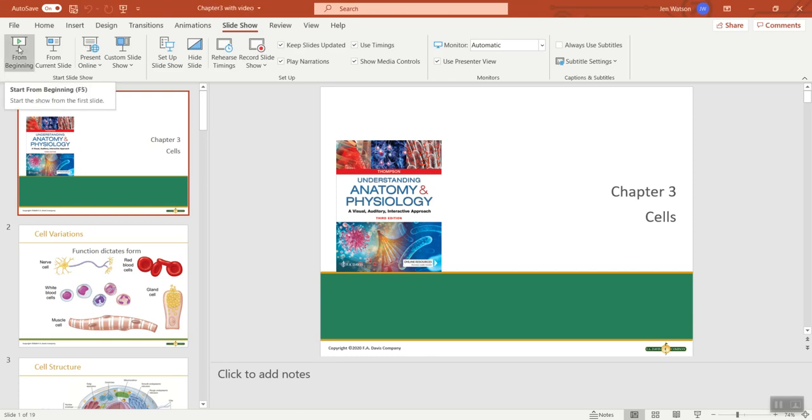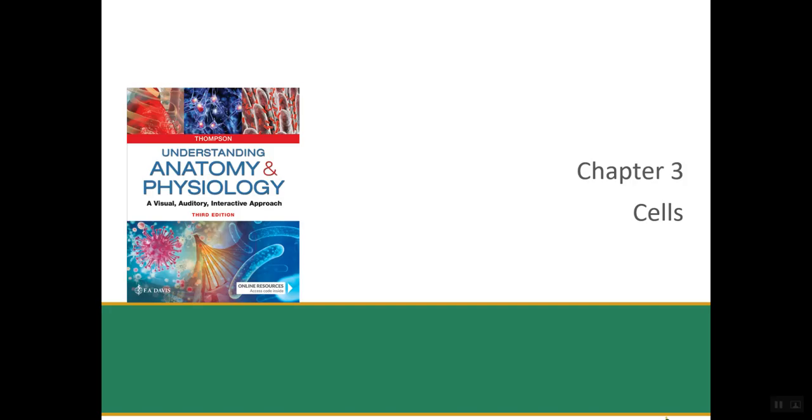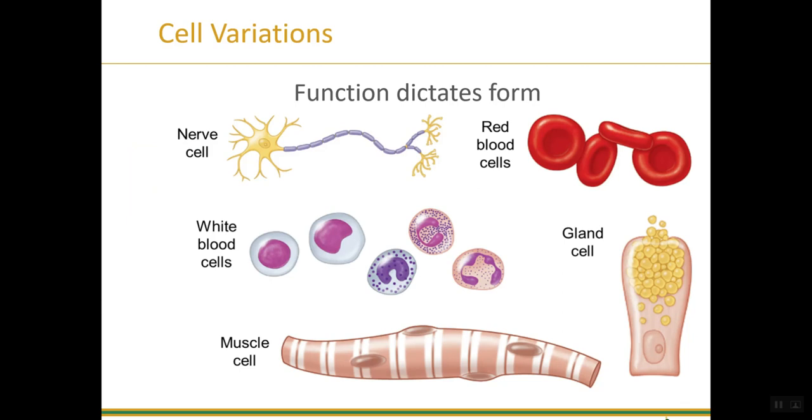This is Chapter 3, the cells, or cells is the name of the chapter. It begins on page 37 of your book. The different cell variations, you can see has a list. The first one is nerve cells. That's these right here at the top.